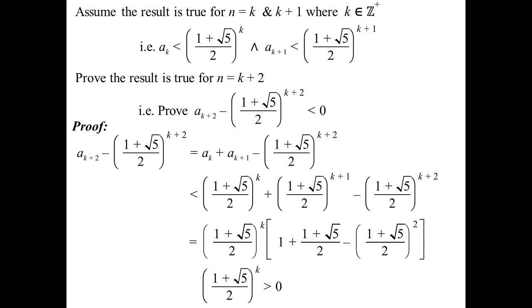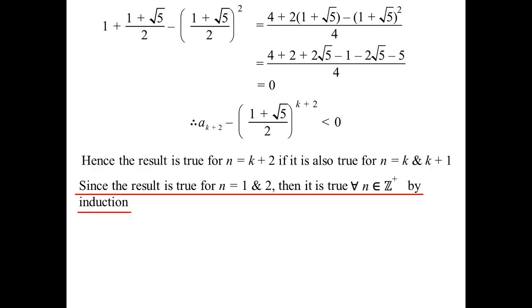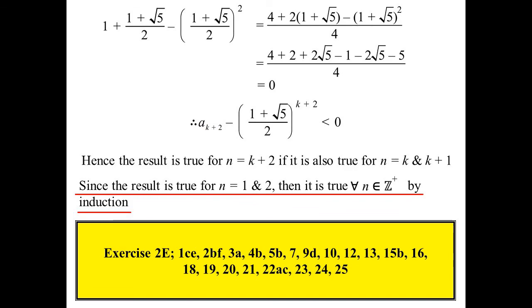Now I know (1 plus root 5 on 2) to the power of k, that part's greater than 0. So therefore, if I can show the other bit is negative, positive times a negative would be a negative, and I'll be okay. So let's have a look at just that second part. Common denominator would be 4. And tidying up the numerator, eventually, we get that it's actually 0. So I can now say that term k plus 2 minus that fraction is less than 0. So the result is true. A lovely little proof. All right.